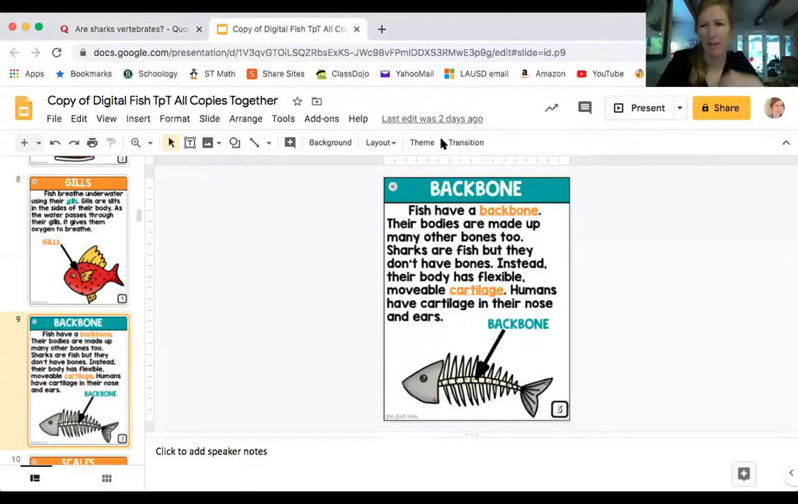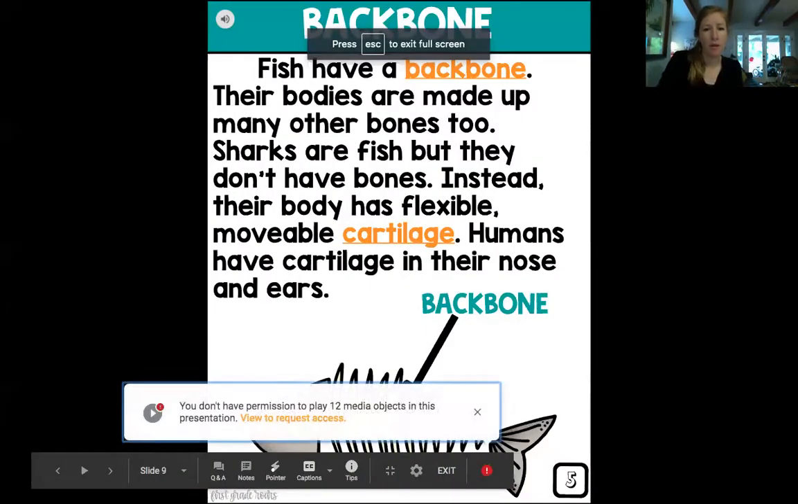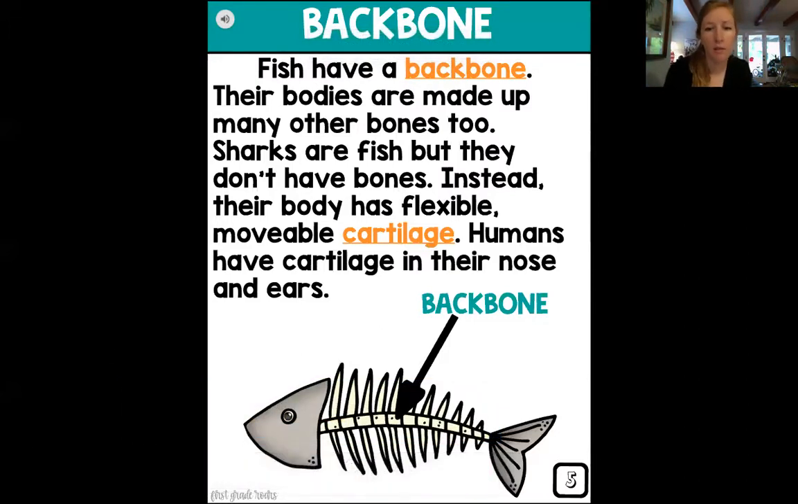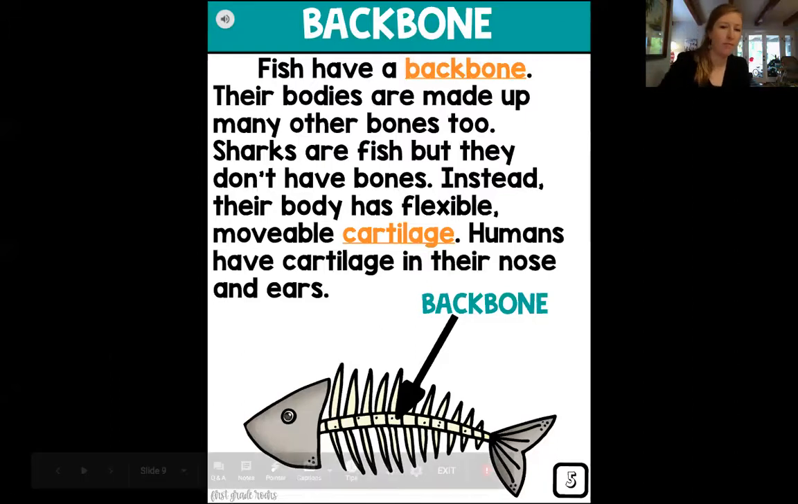Okay, let's get back to reading. Sorry, I keep going back and forth. Okay. In here, in the picture, you could see the fish backbone or the fish skeleton.